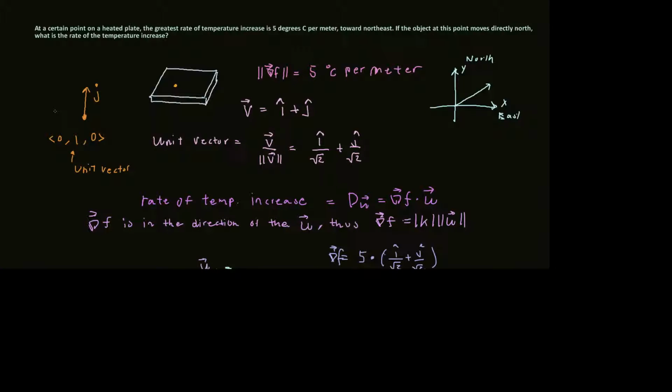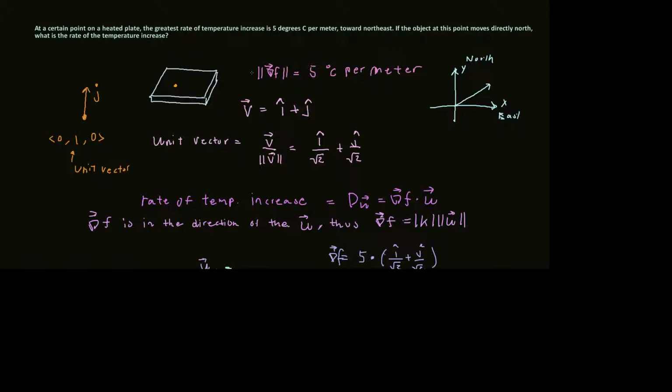Okay, so in this question, it's talking about a heated plate. It says that at that point, the greatest rate of temperature increase is 5 degrees. So it's talking about delta T, meaning the change of temperature is 5. And we know that, so what can we conclude about this?